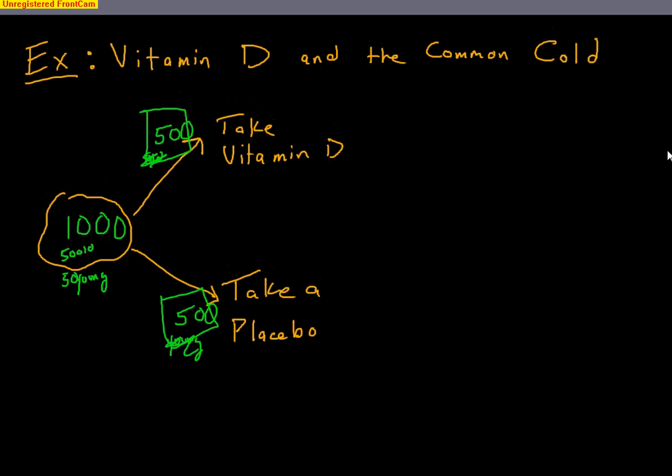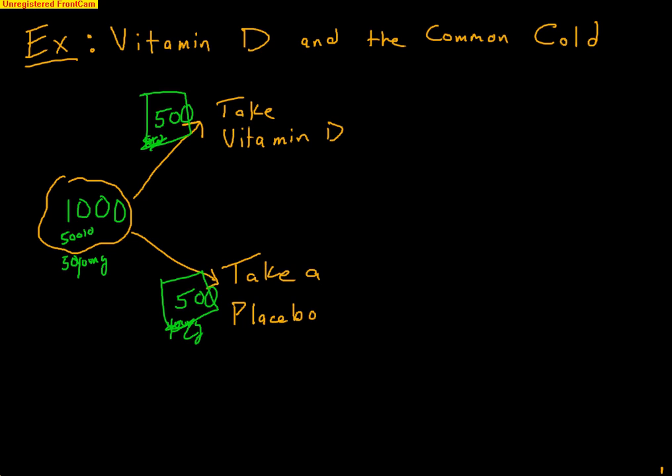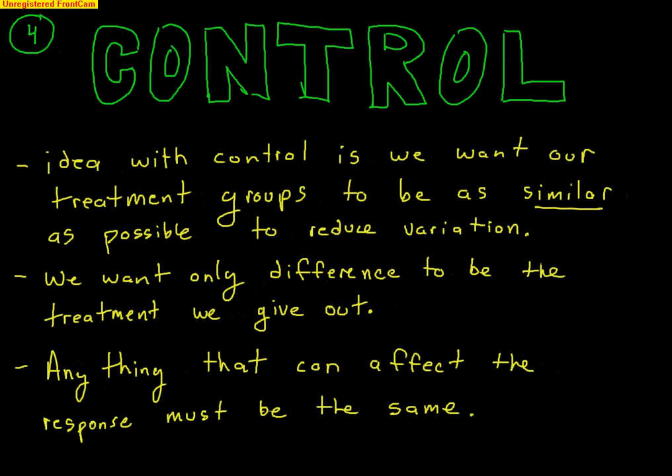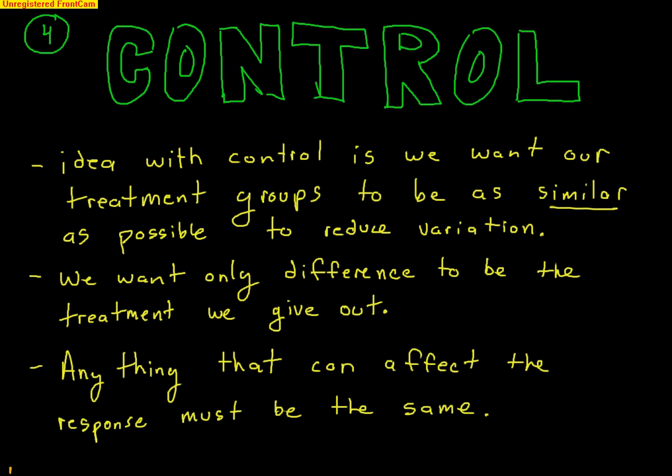So hopefully that idea makes a lot of sense to you, and that's typically a pretty important AP question to understand why we need replication. Okay? All right, the fourth and final pillar of any good experiment is control.